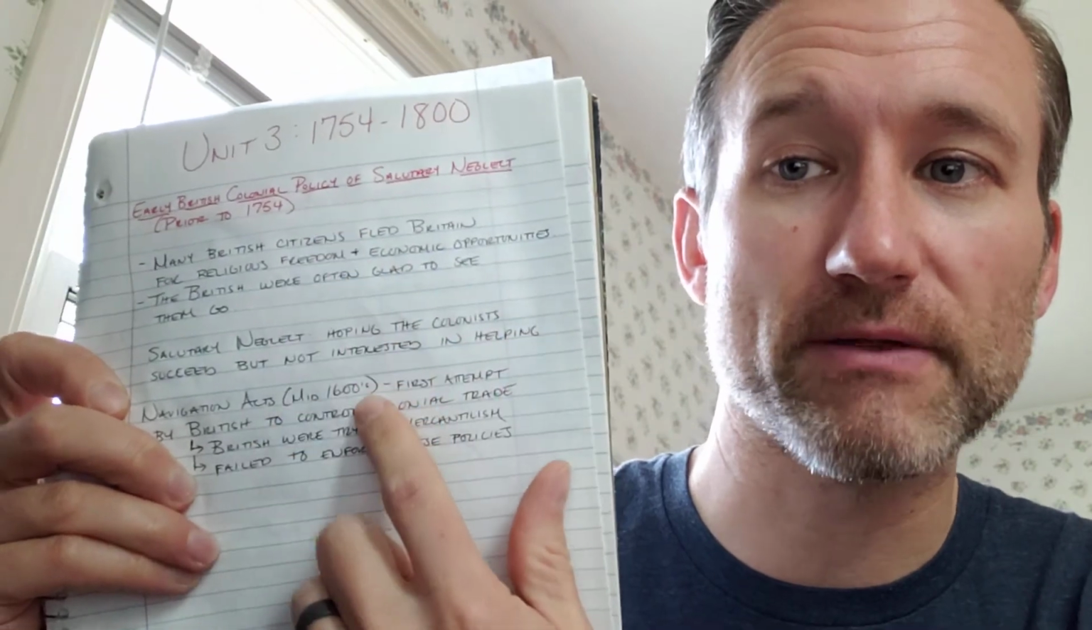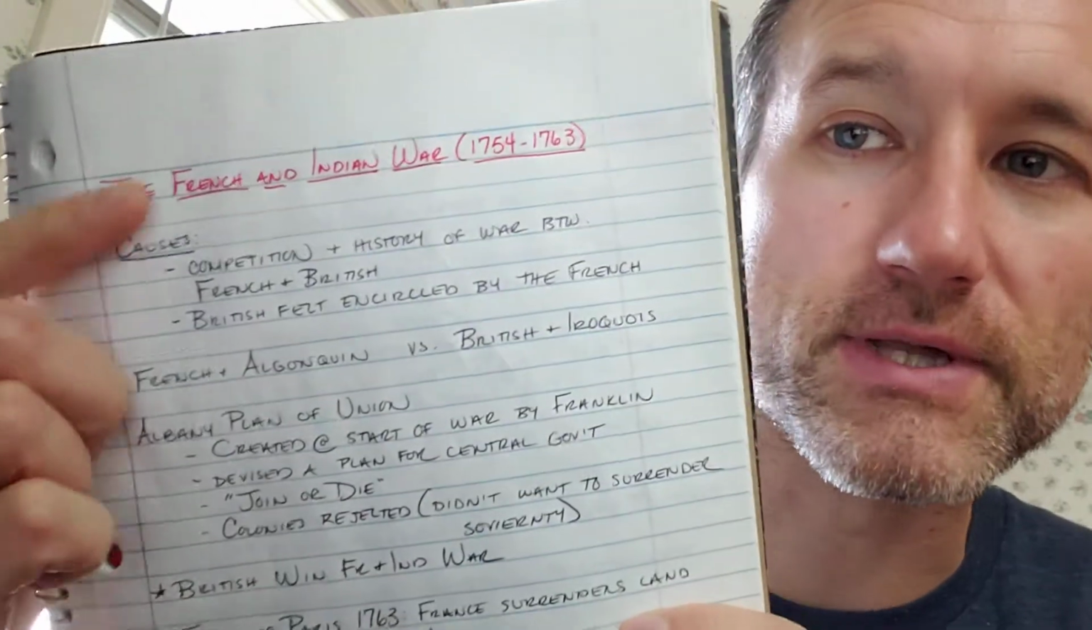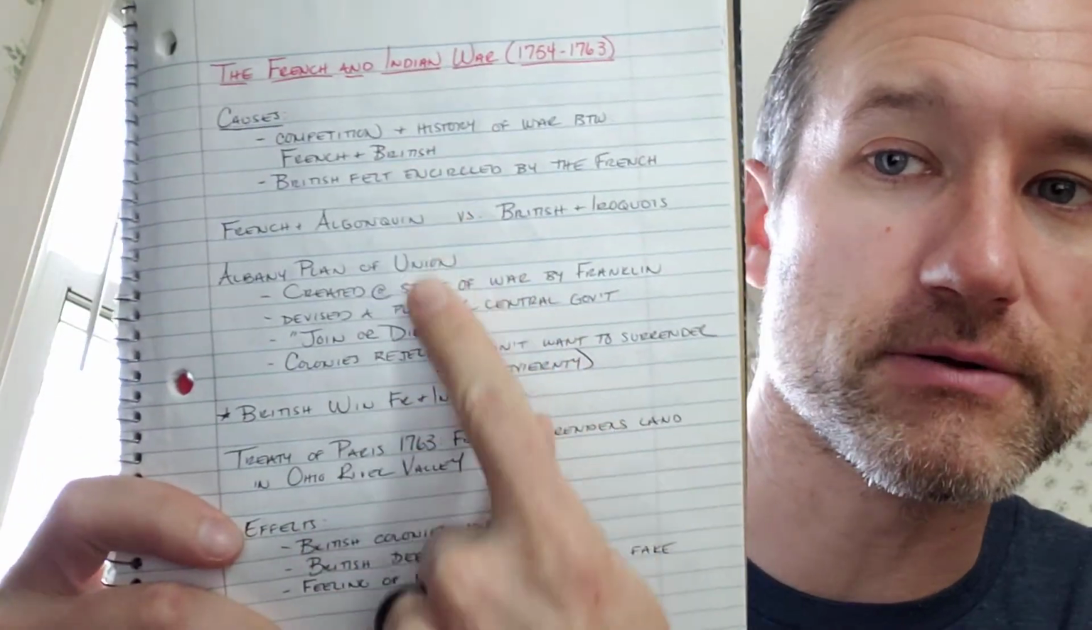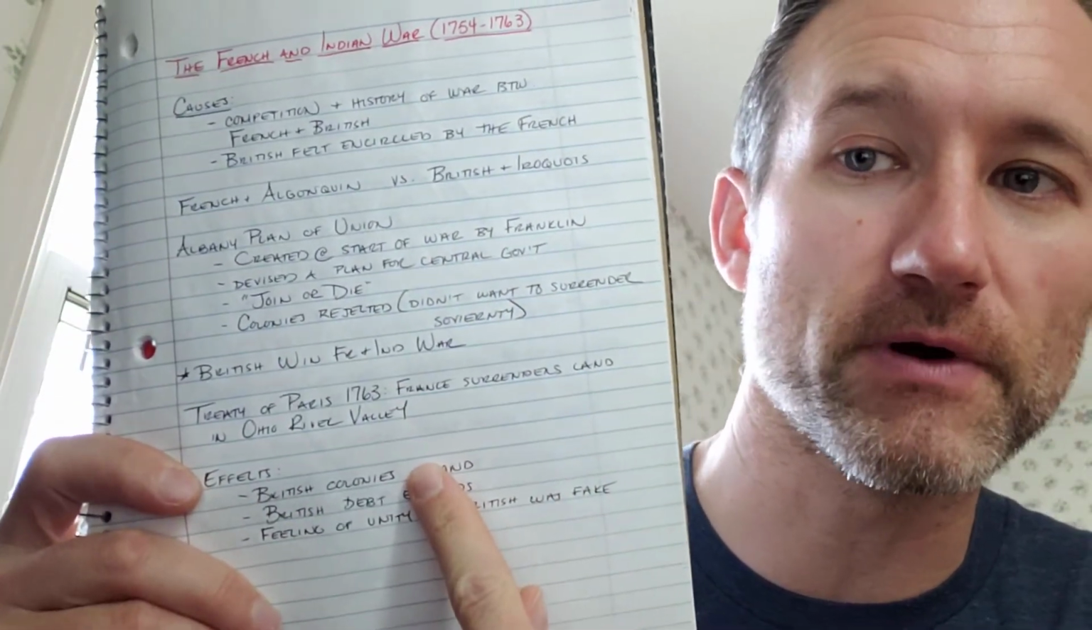I jotted down these notes, and now I can reference these during the AP exam. Let's say I need to do a contextualization paragraph for an American Revolution DBQ. Well, this has some good information that I can use in that paragraph. Okay. The next topic that I had here was the French and Indian War. And there were a series of questions that I wanted you to focus on to create your notes. And that's what I did here.